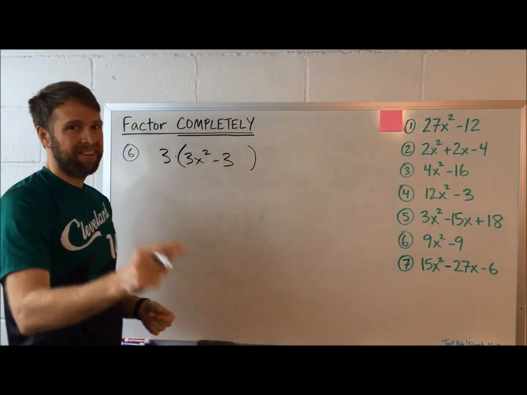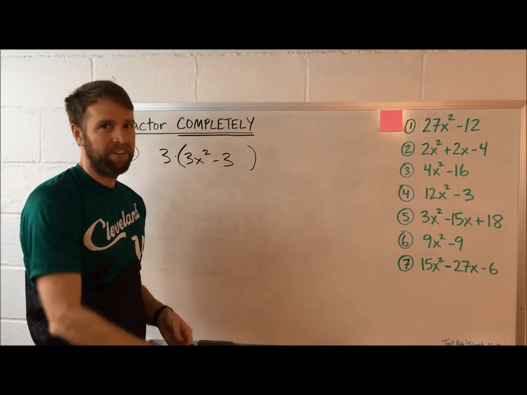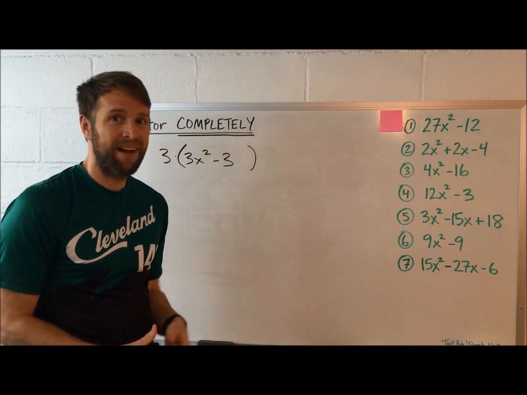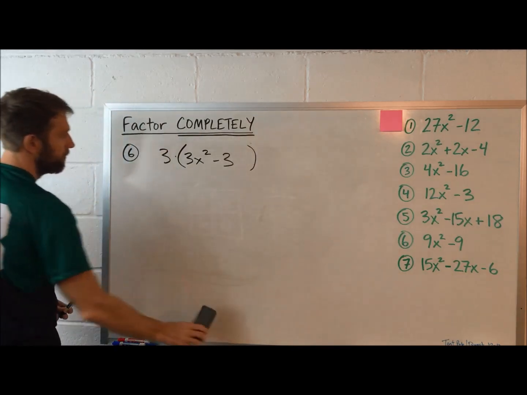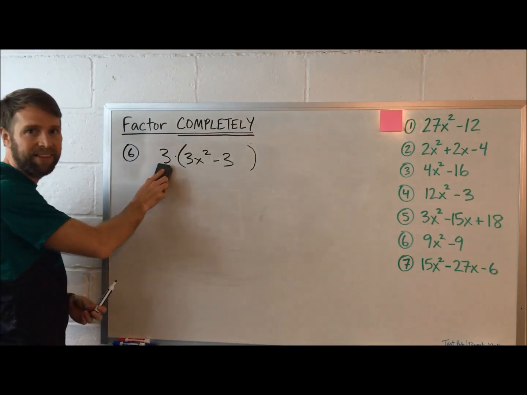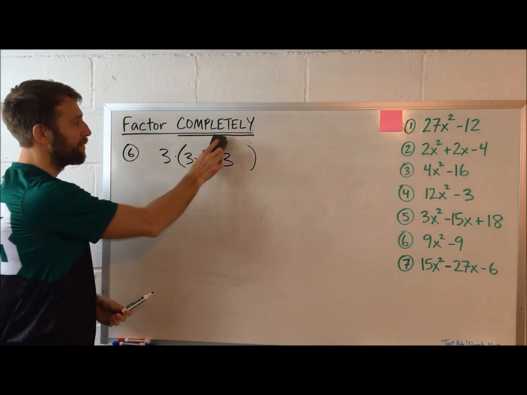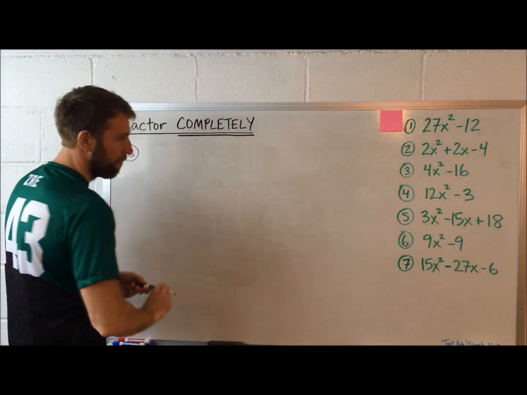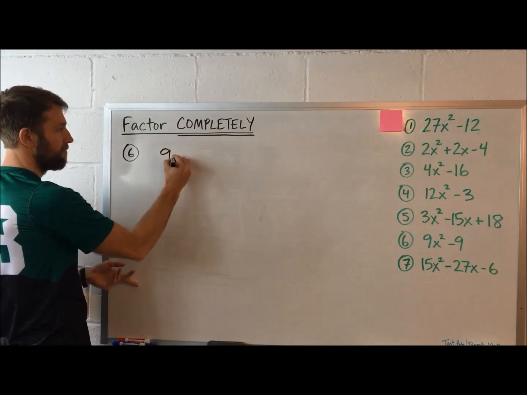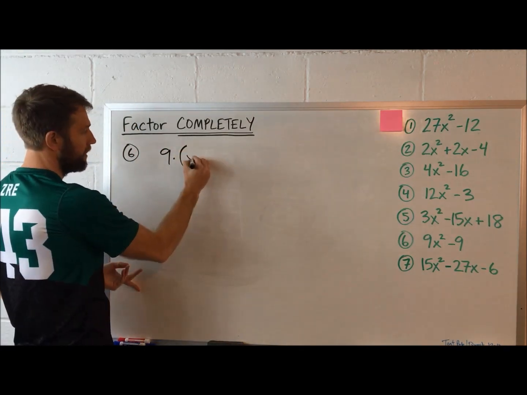I have found a factor. I have found a common factor. But did I find the greatest common factor? Nope. The greatest common factor should have been a 9, right? So I can factor like this, but I'm not factoring completely. You've got to find the greatest common factor that can come out of that problem. The greatest common factor that can come out of that problem is a 9.